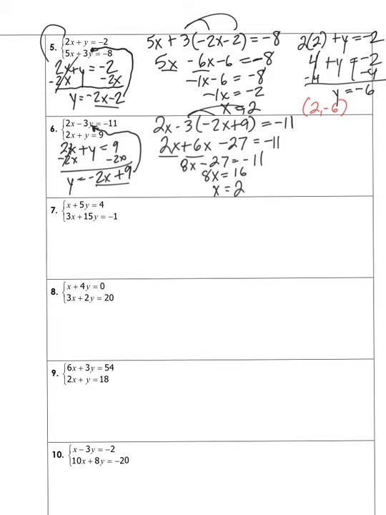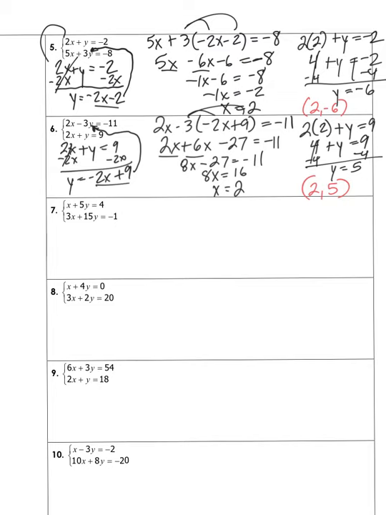And if x equals 2, I can use either equation. I'm going to use the bottom one because it seems to be easier. 2 times 2 plus y equals 9. 2 times 2 is 4 plus y equals 9. Subtract 4 from both sides. And y equals 5. So the solution is (2, 5).